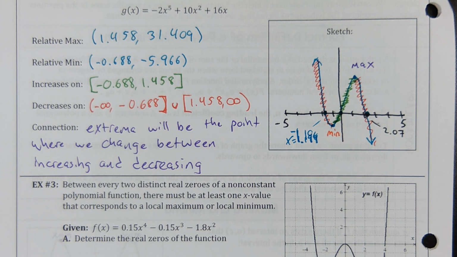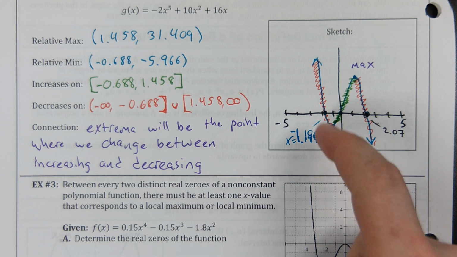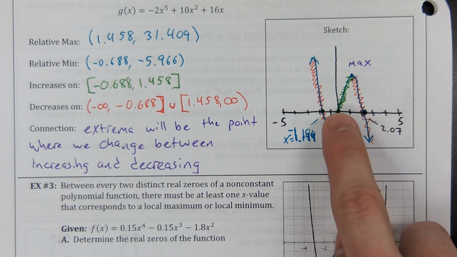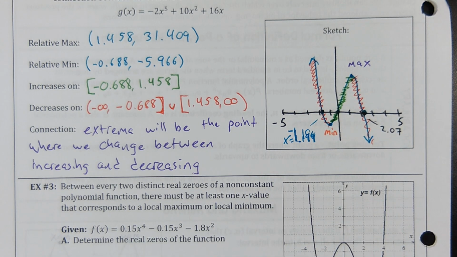We will always find a minimum at a point where the graph stops decreasing and starts increasing. We will always find a maximum at a point where the graph stops increasing and starts decreasing. And that should make perfect sense. If you're going to change between going down and going up, clearly there was a low point. And if you're going to change from going up to going down, there was clearly a high point.